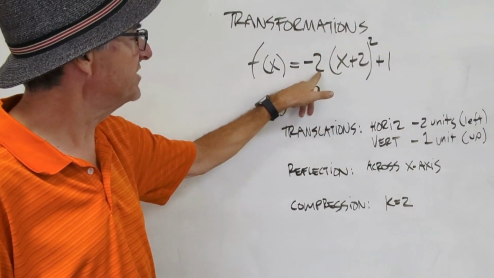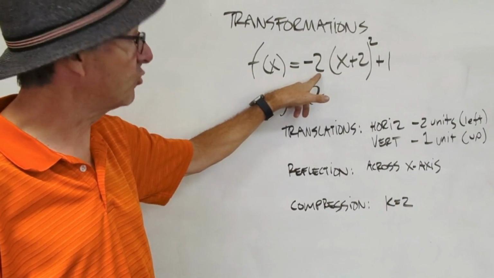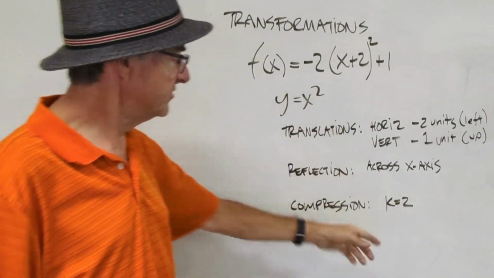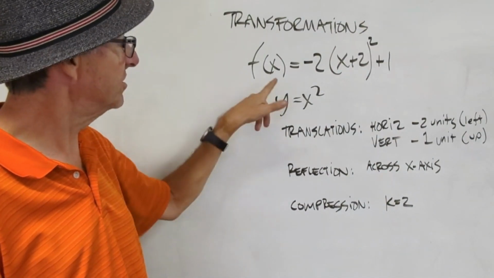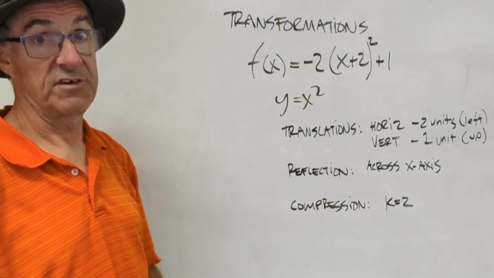Finally, we've compressed it with this number. It's less than -1, so our compression factor is 2. So that's the transformation of this function into that function.